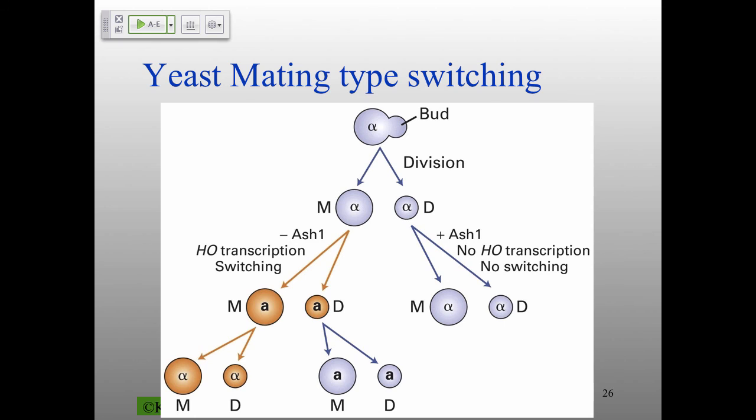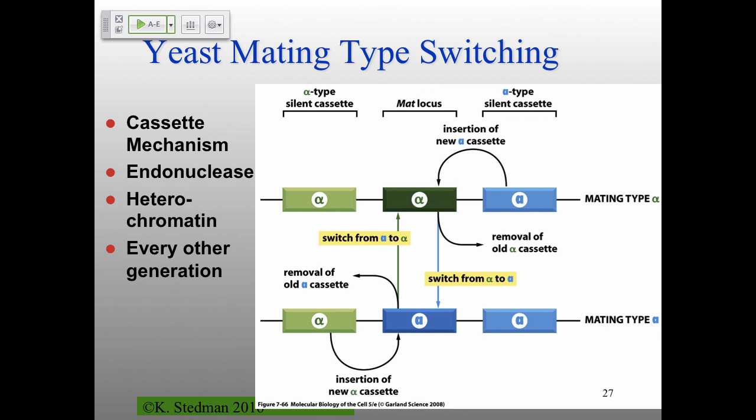It's really bizarre here. It turns out the process is dependent on changing the DNA, and that change has to do with a particular part of the genome. This is called the mating type locus in the genome. If a particular sequence at this mating type locus is alpha, then this is an alpha cell. If it's an A, it's an A type cell. And it switches back and forth from A to alpha. How the heck can that be happening?